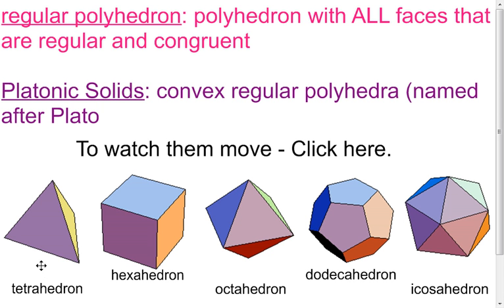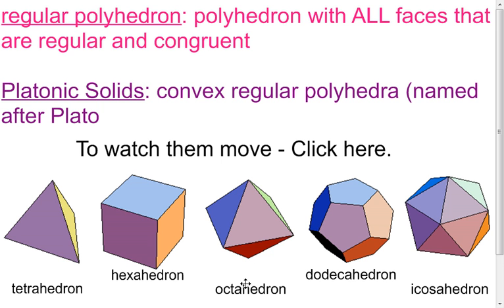There's the tetrahedron. Tetra means 4, so it has 4 regular triangles, or equilateral triangles, as faces. The hexahedron, hex meaning 6, so it has 6 faces. They're all squares. A lot of you are looking at that and saying, well, that's a cube. And you're right, it is, but the Platonic solid name for it is hexahedron, and I want you to remember that name.